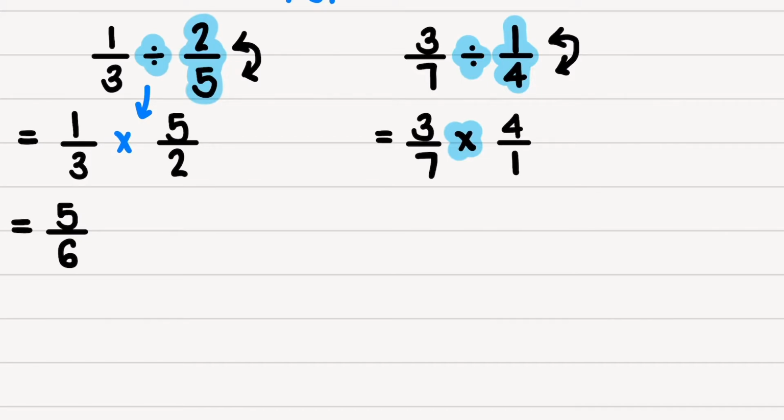Now I'm going to follow my same multiplication rule. So I'm first going to see if I can cross simplify or cross cancel. And I can't. So now I'm going to multiply top with top, bottom with bottom. 3 times 4 is 12 over 7 times 1, which is 7.